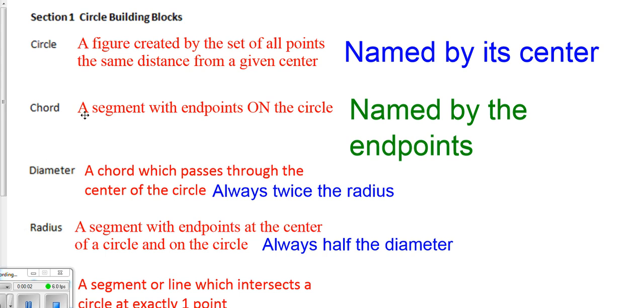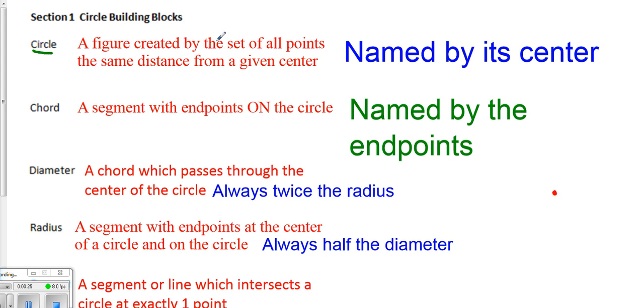All right, section 1 for circles is all about just the building blocks. So it's mainly going to go over some of our terminology. So first off, what is a circle? A circle is a certain figure that's created by the set of all points the same distance from a given center. Now, that might seem a little bit goofy, what that means.